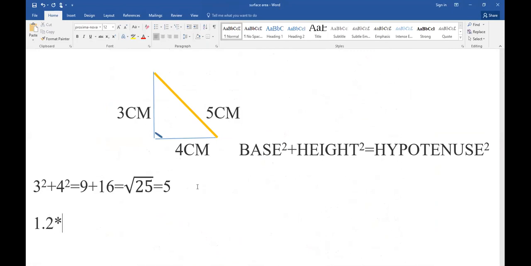Times 3, and then you see times 4. A half times 3 times 4, a half times 3 times 4, so this one is 2 times 3, which is going to be 6 centimeters squared.